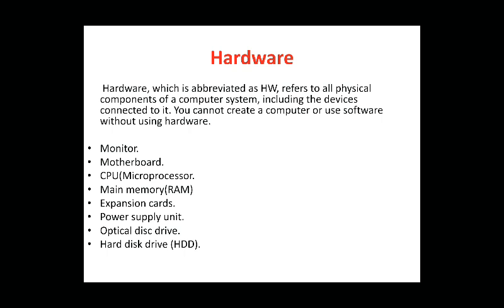Hardware, which is abbreviated as HW, means the short form of hardware is HW. It refers to all the physical components of a computer system, including the devices connected to it. Hardware is all the physical parts of a computer. Physical parts means the part you can touch, the tangible part that can be felt. That part is called your hardware part.